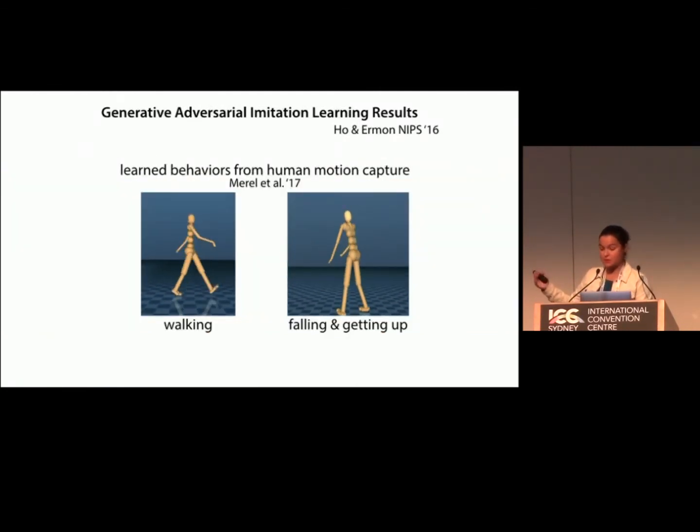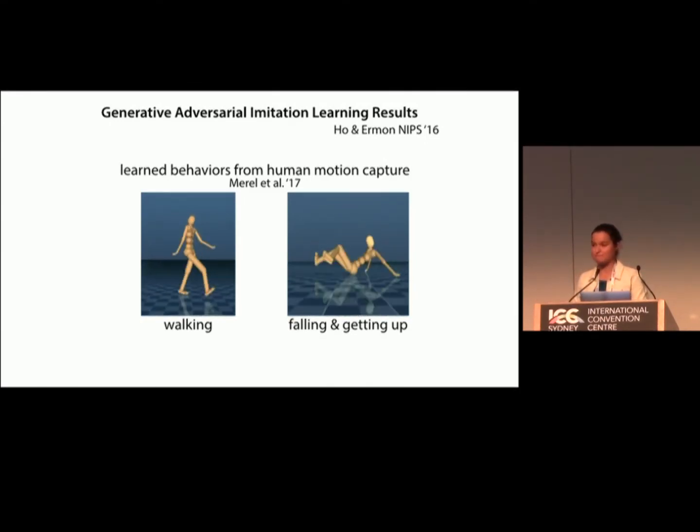And then here's some examples of a paper that followed up on the generative adversarial imitation learning paper, and they showed that using motion capture data collected from humans, you could learn how to walk and also learn how to fall and get back up again.